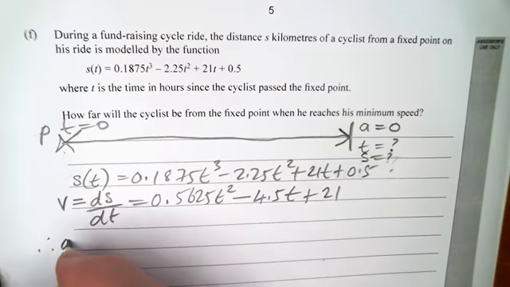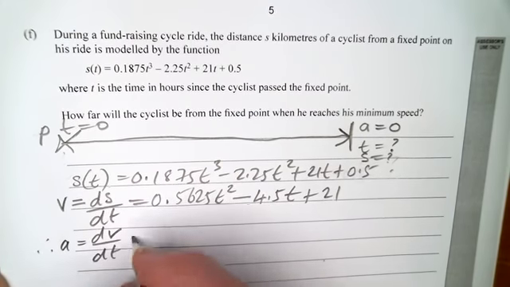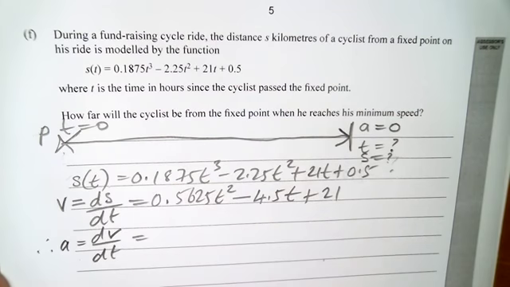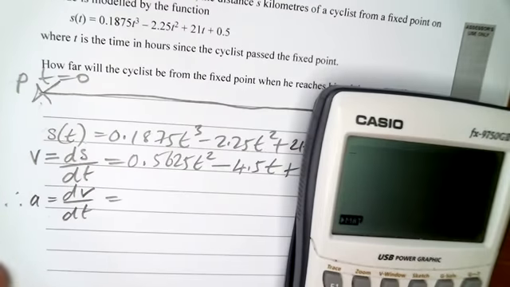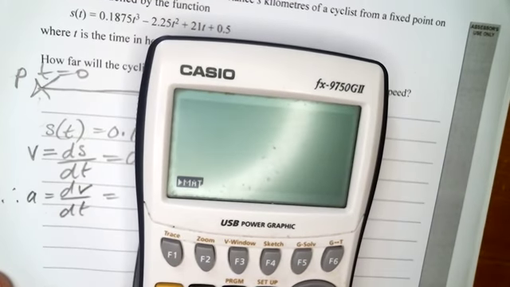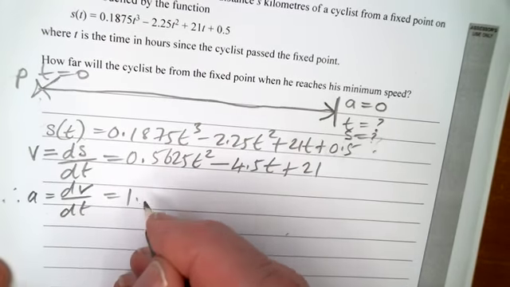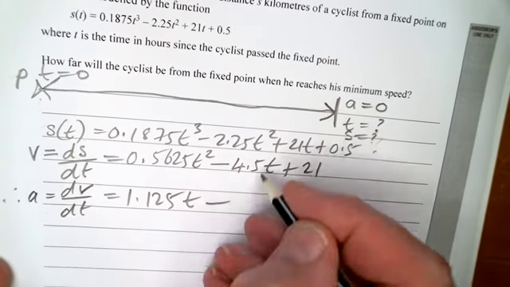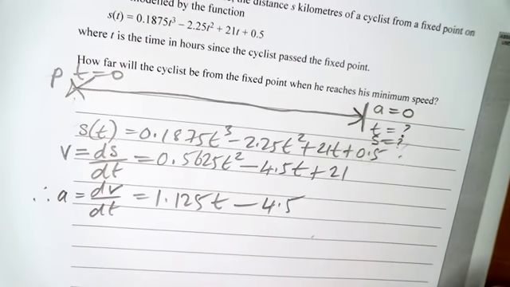Therefore, acceleration is equal to the differentiation of velocity with respect to time, which is equal to 2 times this. 0.5625 times 2 is equal to 1.125. That's 1.125 t minus 4.5. So there it is. There's our acceleration.